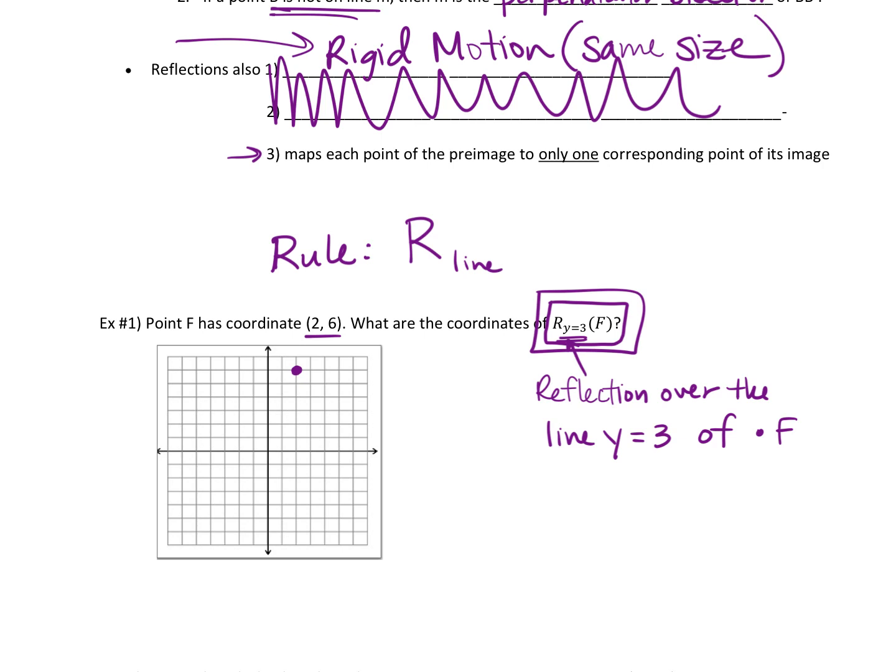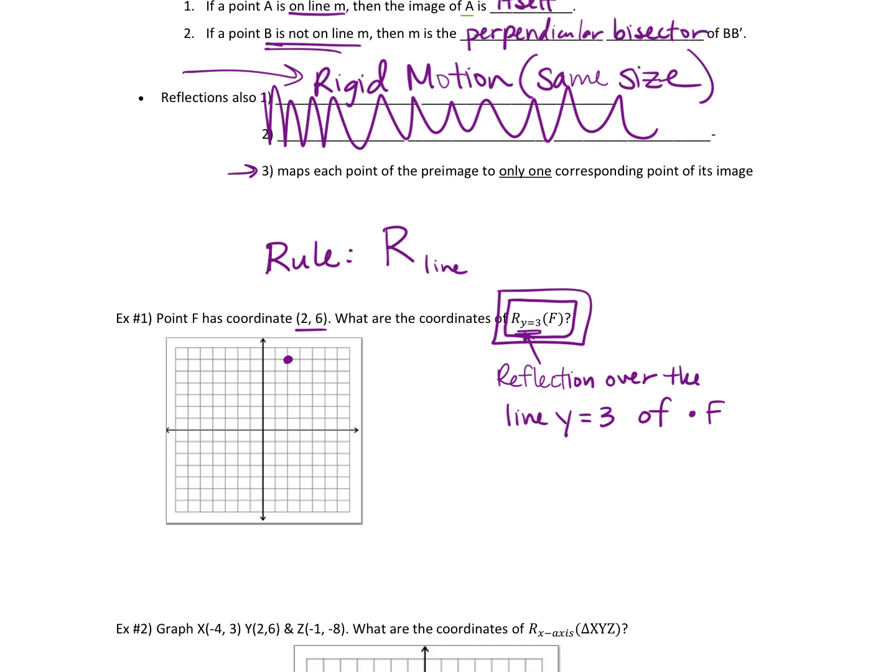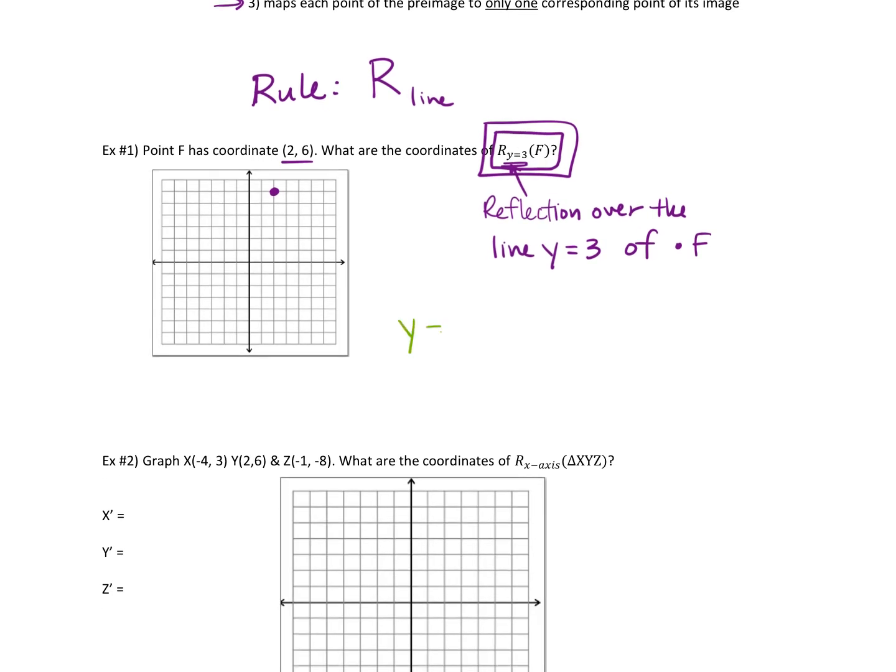Now, if you checked out, check back in. This is probably the trickiest part of the whole thing. The line y equals 3. I need you to think about, where does y always equal 3? Give me a point that has a y value of 3. Pick a number. (2, 3), right? Pick another number. (1, 3). (0, 3), right? Where your y value is always 3 is those points.